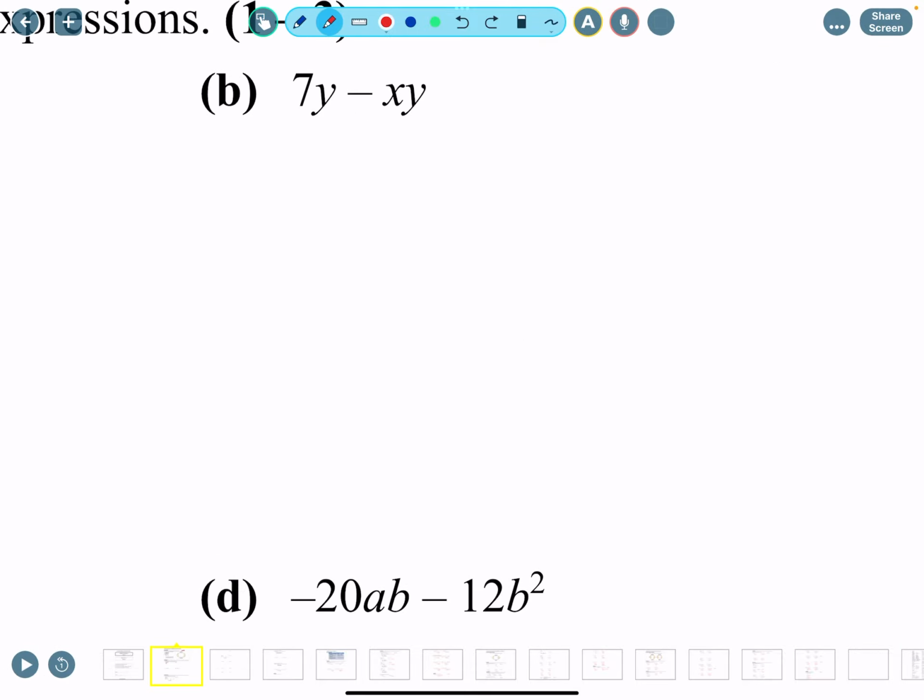Next question. So over here, we try to identify something in common between the two terms. Both of them have a y, and the others are not in common. So we're gonna take out y, factorize y. We will have 7 left. Y divided by y is 1, right? So it's 7 times 1, which is 7, minus x.